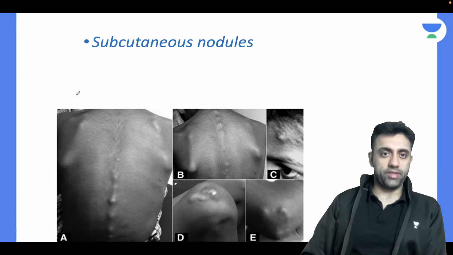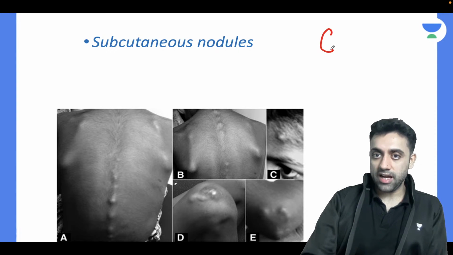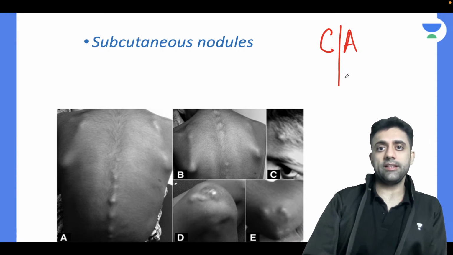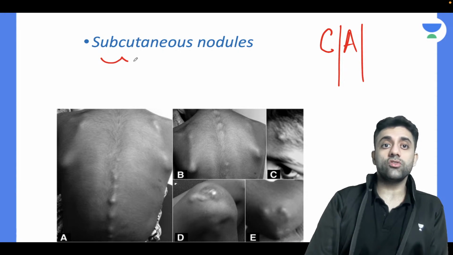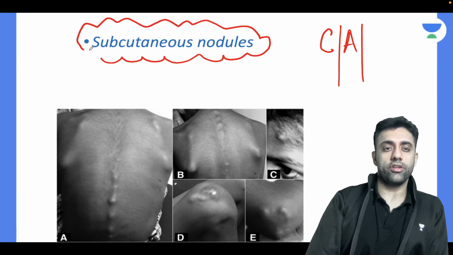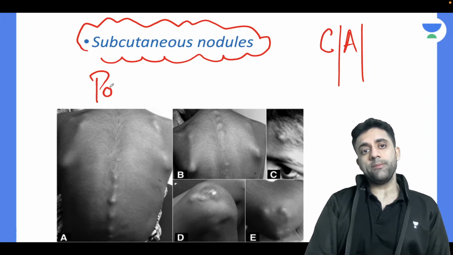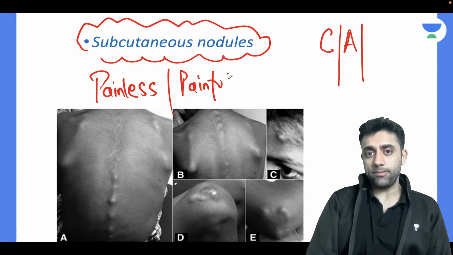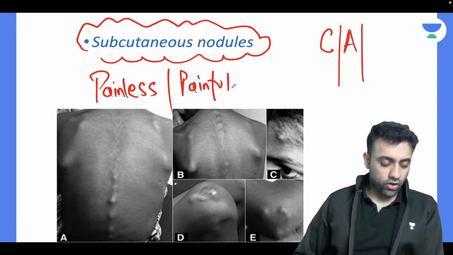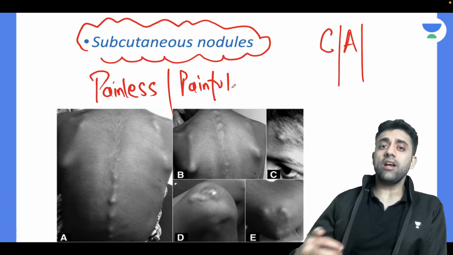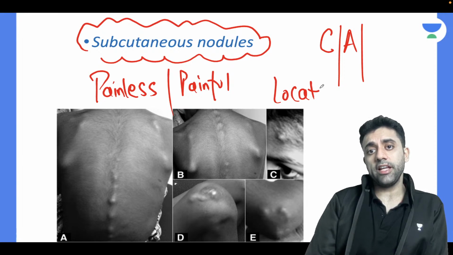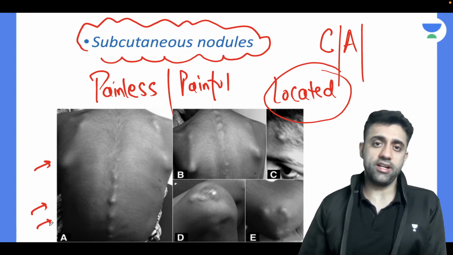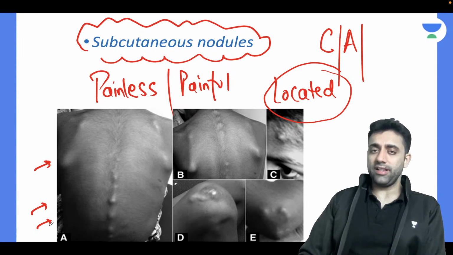Then coming to the subcutaneous nodules. So what all we covered? We covered carditis, arthritis, and now we are covering the subcutaneous nodules. Question number one: are they painless or painful? And what are the locations? Where are they located? See, photographic memory is everything in life. You look at the picture and tell the diagnosis.